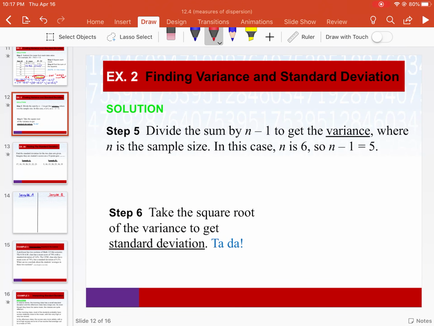Okay, so it says divide the sum by n minus 1. That'll give you the variance. Now again, that's just for the homework. You can combine step 5 and 6, and I'll show you how in a second.